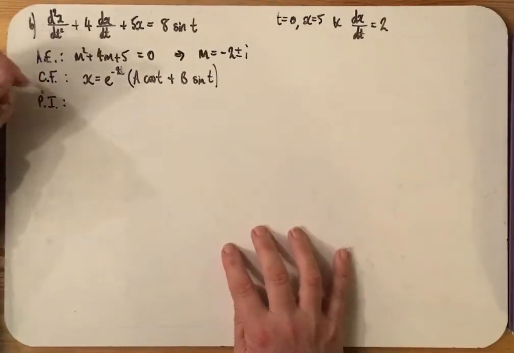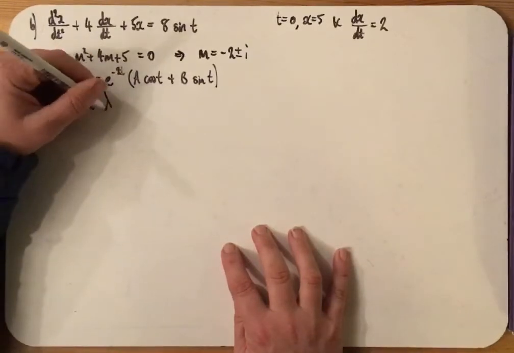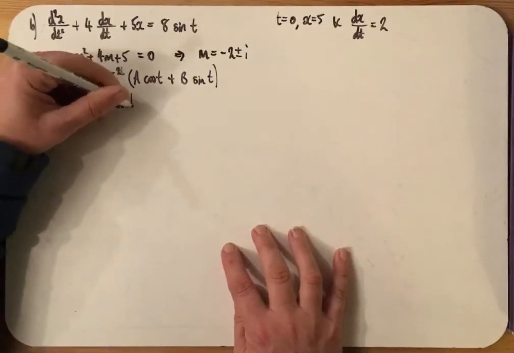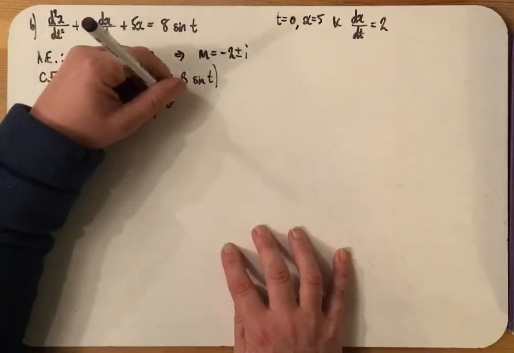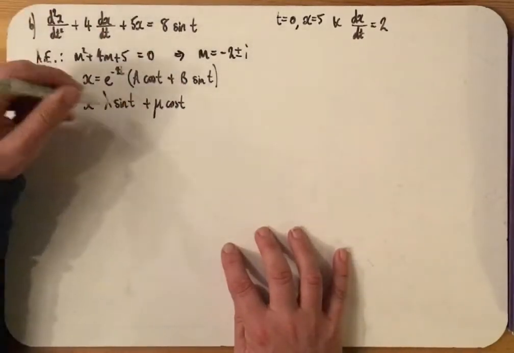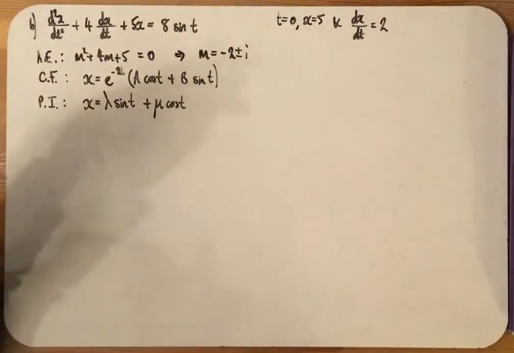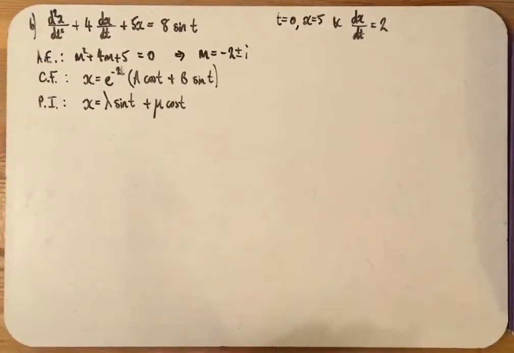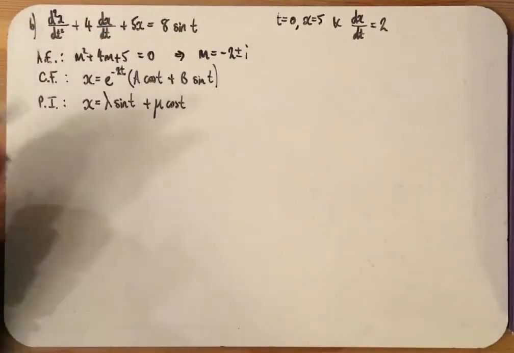we can try using x equals lambda sine t plus mu cos t. Sometimes when your particular integral contains the right hand side, it doesn't like it, but it's okay for this one. I'll probably talk to you a bit more about that. It's slightly off spec, I think.